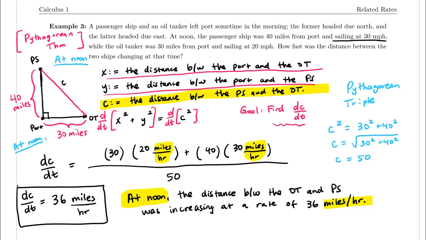And then the other thing that I really want to emphasize is it was at this exact moment in time, because at 1 p.m., the rate of change of the distance is going to be completely something else. And so this changes, which is why we like to think about this as taking a snapshot moment in time. You're taking a picture and freezing it in that exact moment. At noon is when the related rate, or the distance between these two ships, is increasing at a rate of 36 miles per hour. Let's go ahead and look at another example.